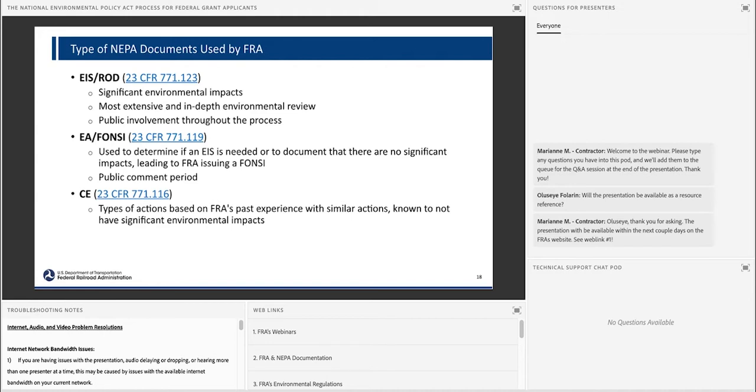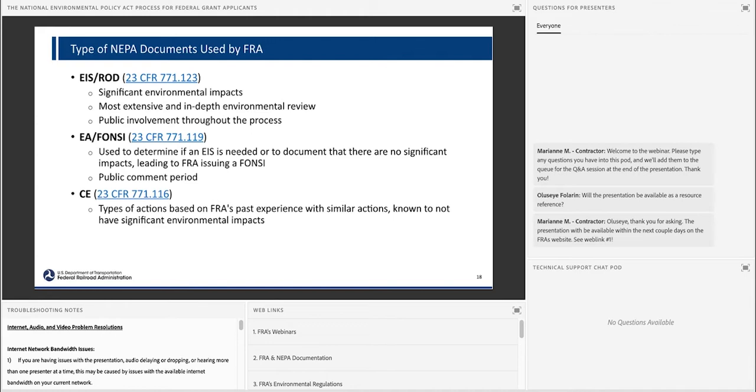But before I talk a little bit about CEs, I will also mention that environmental assessments are a type of NEPA document used by agencies, here at FRA, to determine the type of impacts when we're not quite sure. If we are unsure at the beginning of the significance of impacts a particular proposal or project may have, we can use an environmental assessment as a tool to determine that.